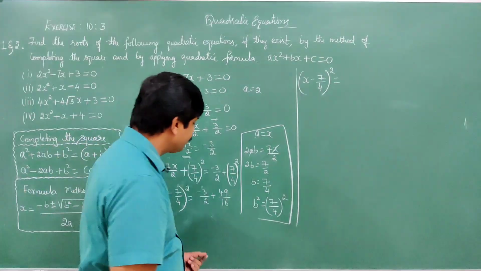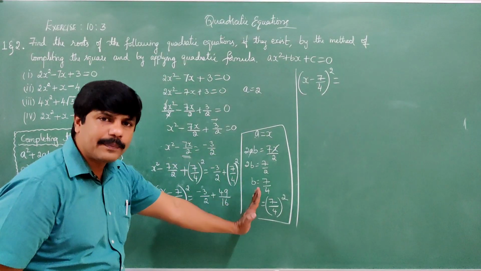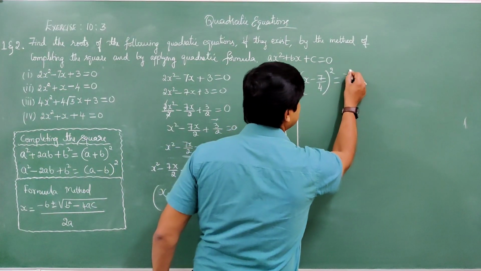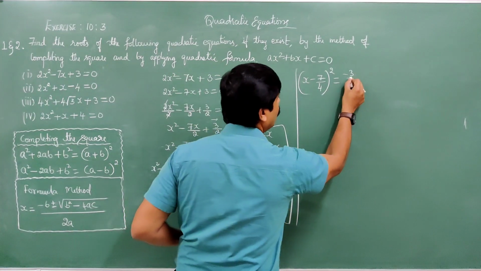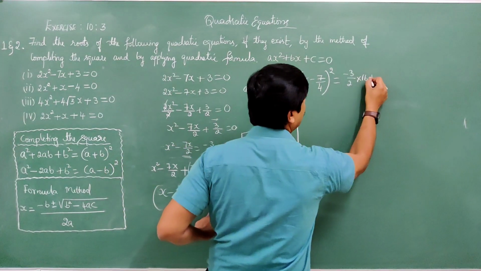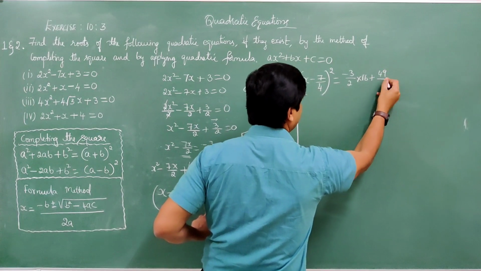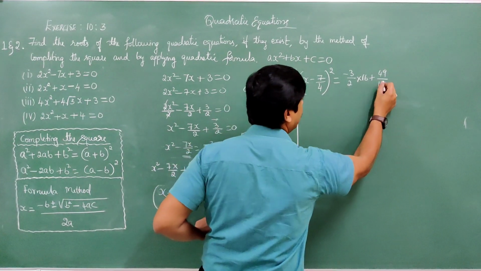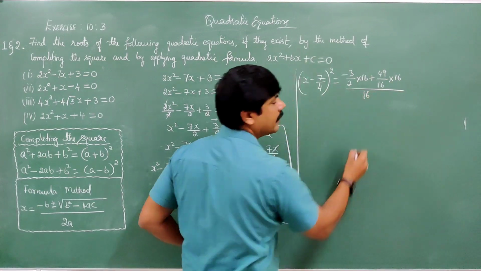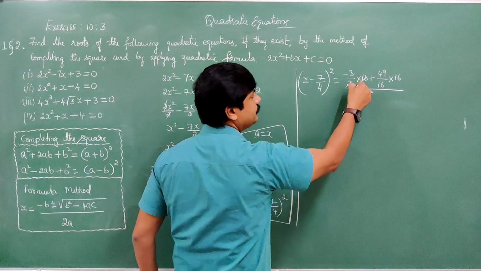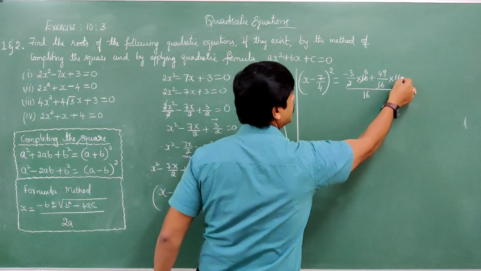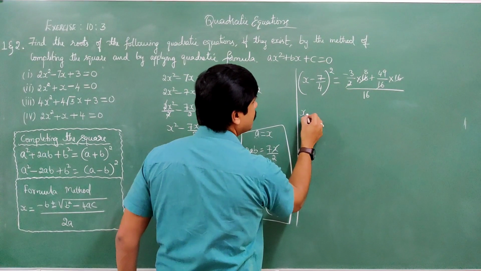Okay? So now multiply throughout by the LCM and divide by the LCM. Thus, you will get minus 3 by 2 into the LCM 16, plus 49 by 16 into the LCM 16, and the whole divided by 16. Understand? 2 how many times? 2 eight times. Here 16 gets cancelled. Now keep the whole square as it is.